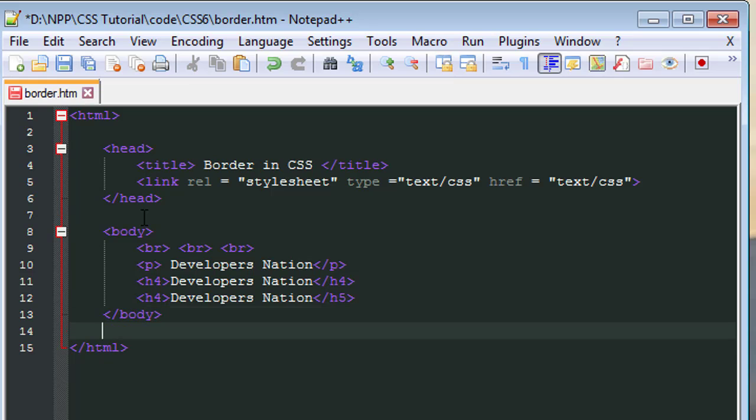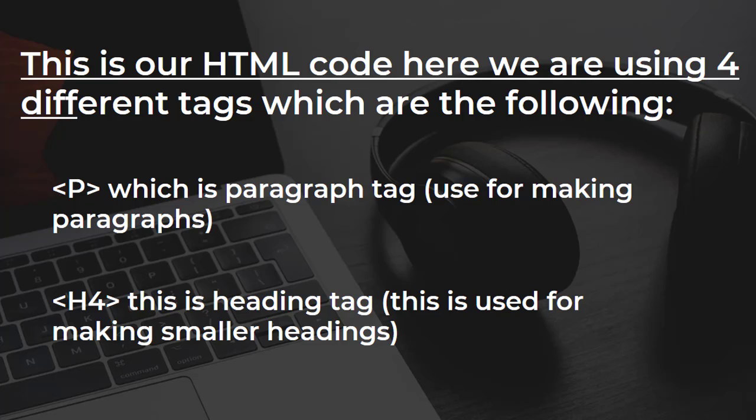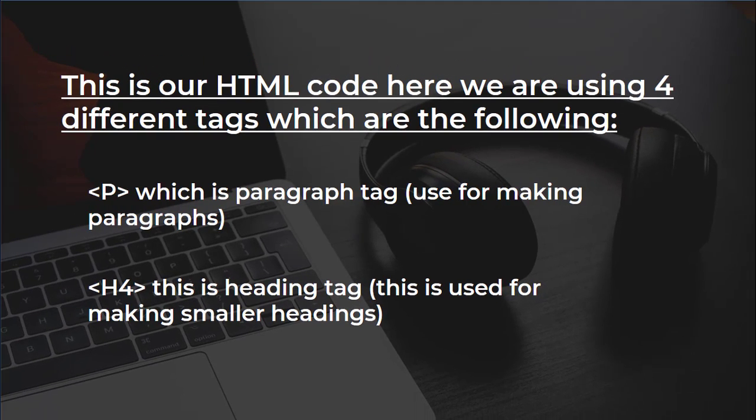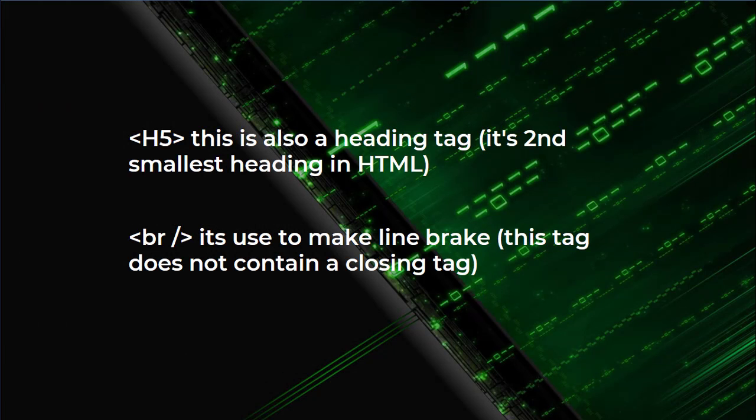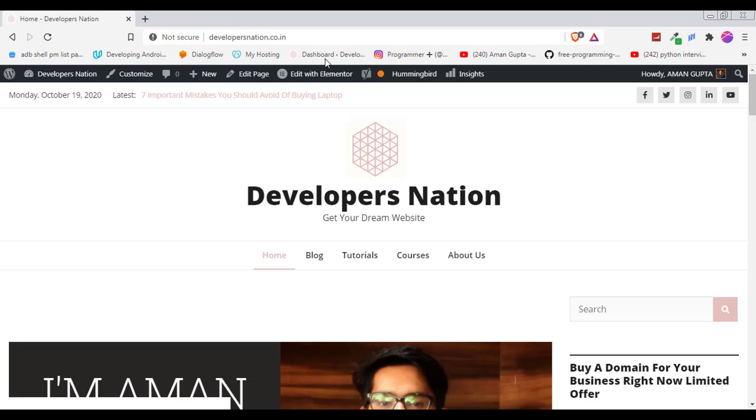This is our HTML code, and we are using 4 different tags in this HTML. First is paragraph, then H4 and H5, then BR. BR is used to make line breaks. This tag does not contain any closing tag, and H5 is the second smallest heading tag in HTML, and similarly H4 is the third smallest heading tag, and the paragraph tag is just for making paragraphs.